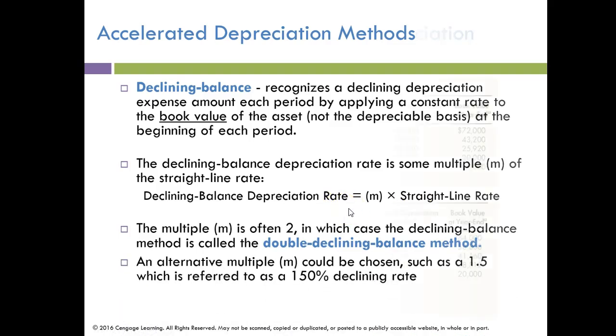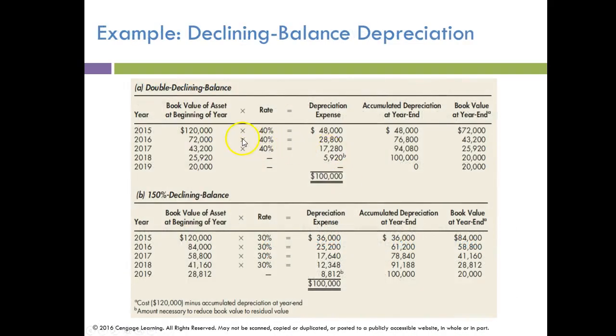I will find an example which will probably make this more clear. Okay, so we've got an example here. We've got an asset with a 5-year useful life, and over 5 years, we would depreciate theoretically 20% per year, but we're going to double that. And so in year 1, we're going to multiply the book value at the beginning of the year by 40%. And then that gives us our depreciation expense of 48,000.